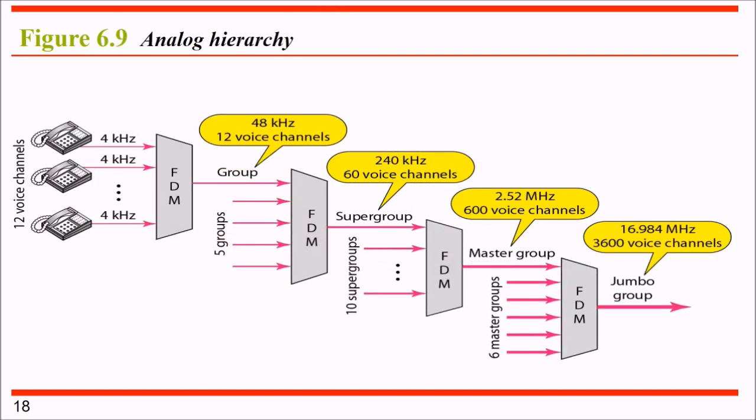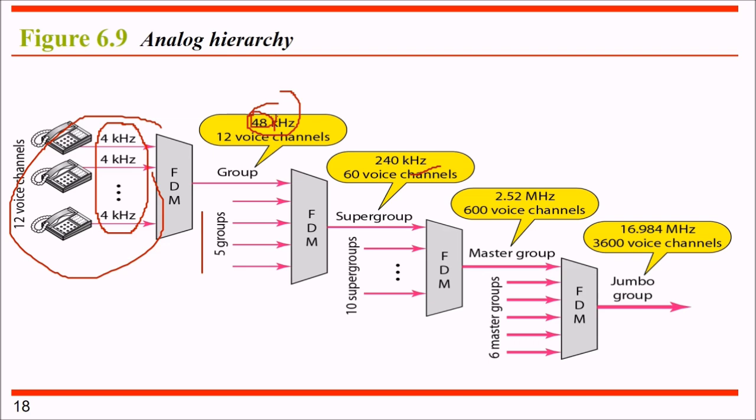This is the analog hierarchy. How does it work? These are 4 kilohertz voice channels, 12 channels, that is 48 kilohertz. How many are these? 12 voice channels. We have 5 groups, so 12 channels by 5 groups gives 60 voice channels. 48 into 5 will be 240 kilohertz.